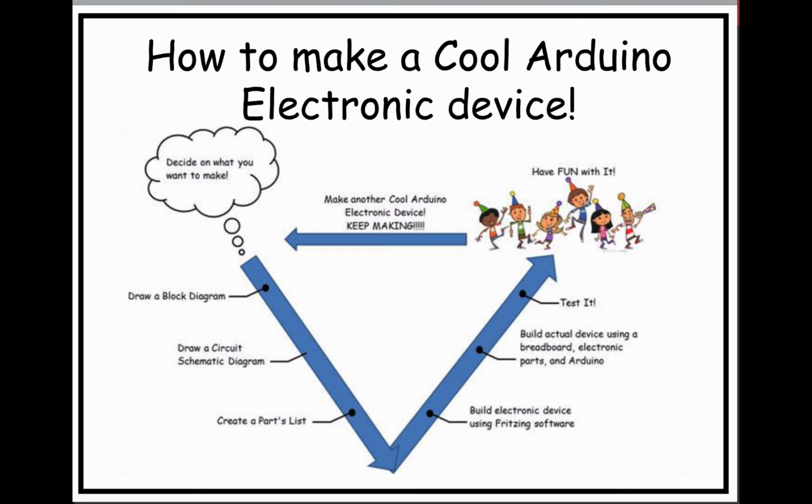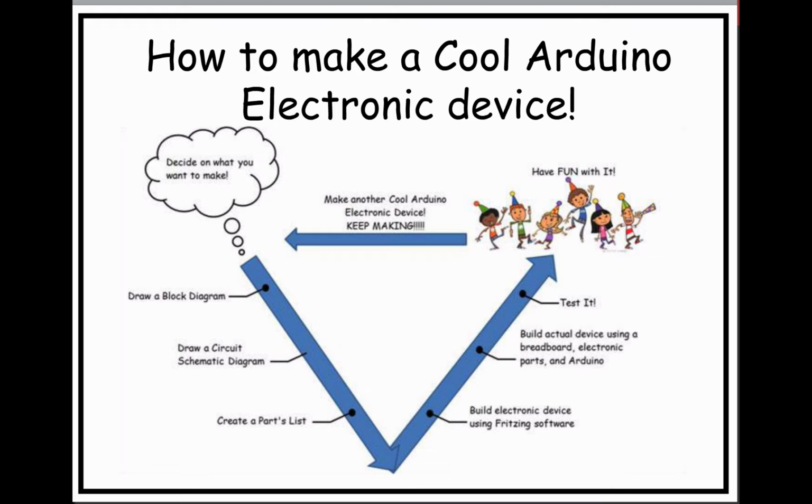So once you have that, then the actual fun begins where you build the actual device. So that's where you can use either the circuit schematic diagram that you created on the left-hand side of this V model, or on the right-hand side, which is the first little bullet that you see, you can use the breadboard version of the Fritzing diagram.